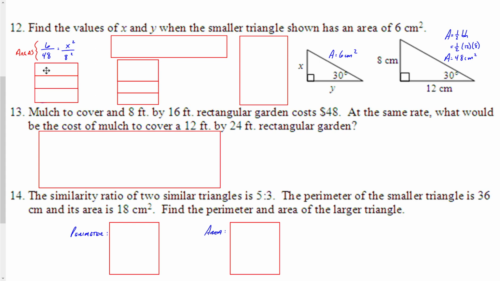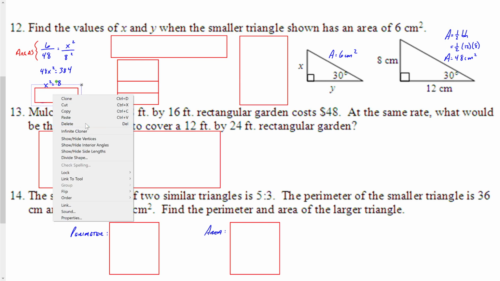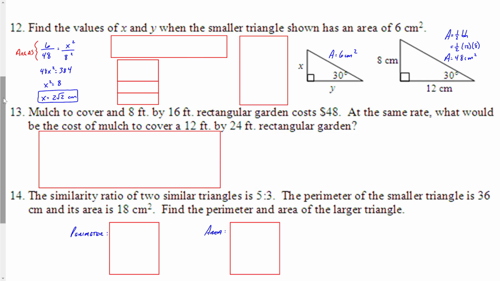So next thing we would do is we would cross multiply. So we'd get 48x squared equals 348. Then we could divide. And now taking the square root of 8, we're going to keep that in simplest radical form. That would give us a length for x of 2 square root of 2 centimeters. So that's one way that you could go about finding missing lengths in a problem like number 12.